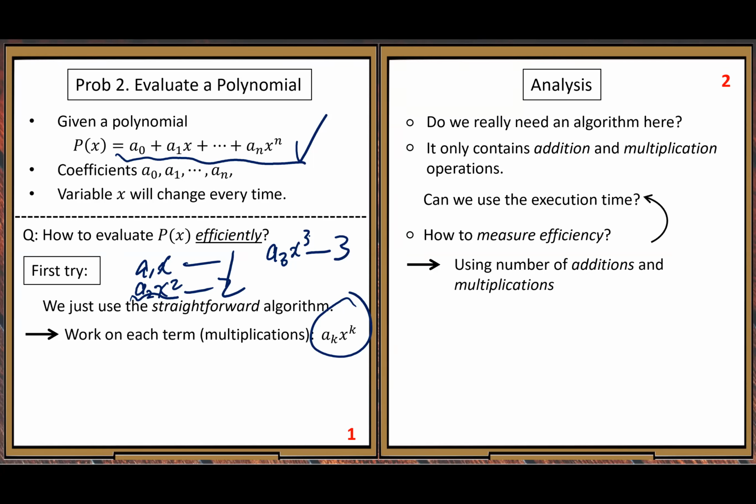We did 3 experiments: k equals 1, k equals 2, k equals 3. Can you summarize some special rule after these experiments? Yes, k multiplications.